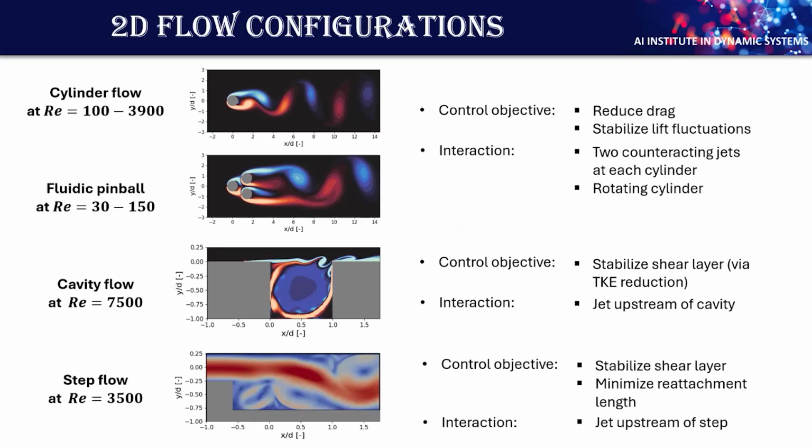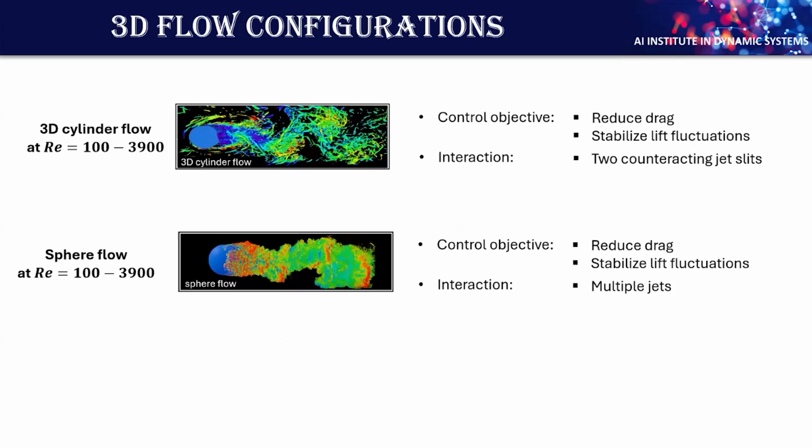However, since Maya is intended to deal with more complex, more challenging and of course computationally more expensive setups, we're currently heavily working on 3-dimensional counterparts, on which I want to focus a little bit more in detail today. Again, we start with a 3-dimensional counterpart of the cylinder flow and created environments in the same Reynolds number range, from 100 to 3,900. Currently, we focus on the same control objectives, drag reduction and lift stabilization. Here we employ counteracting jets, one at the bottom and one at the top, which in the 3D case are elongated across the entire spanwise direction.